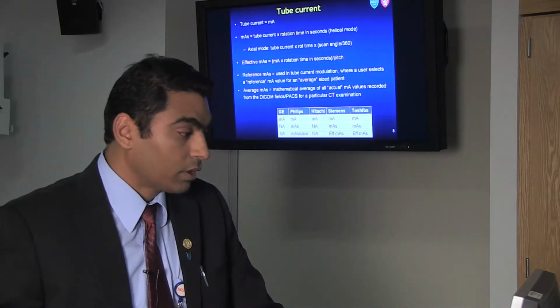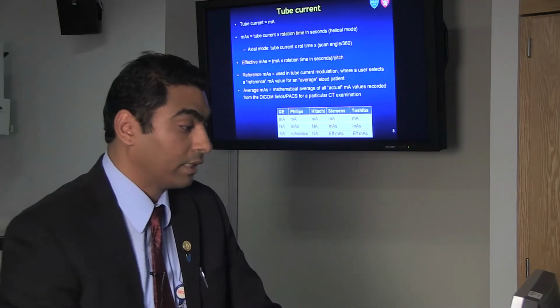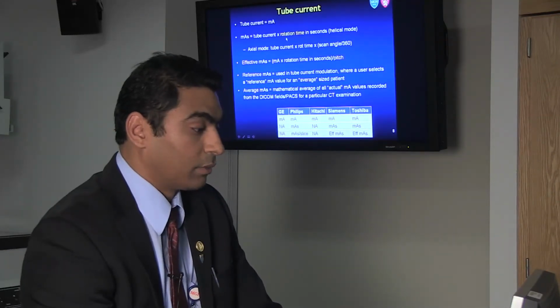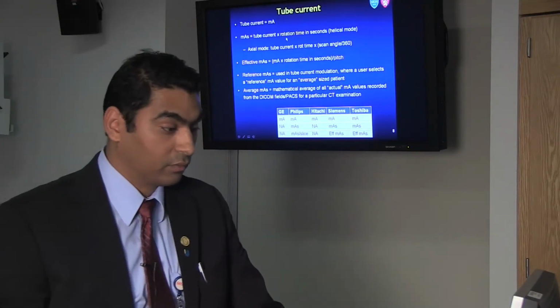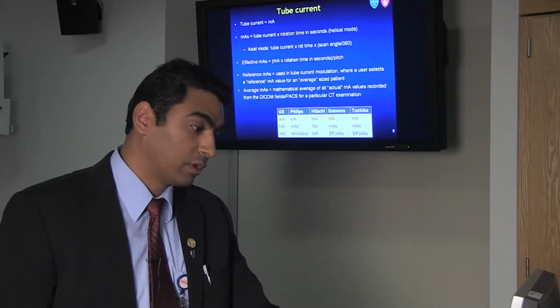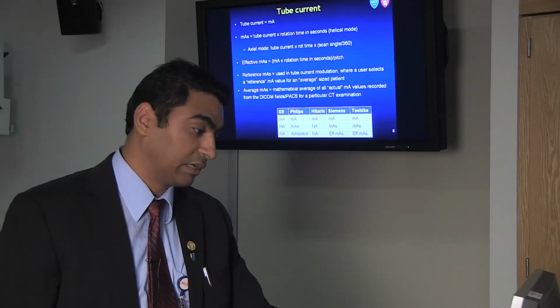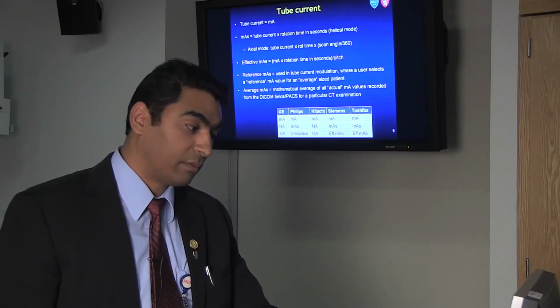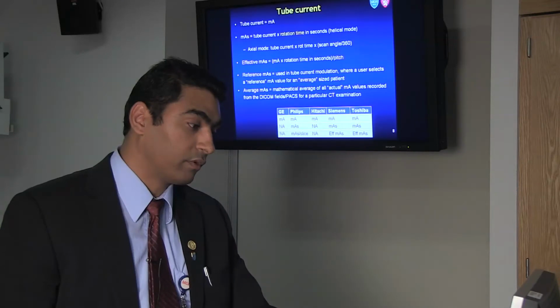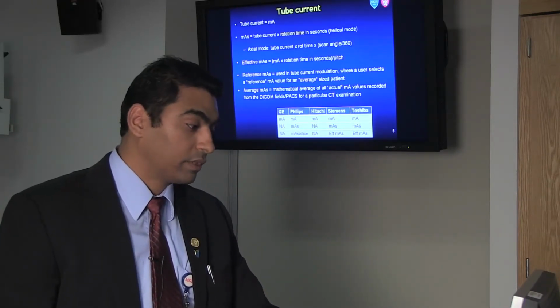Now, there are a few terms we need to be aware of when we talk about mA. One is mAs, which is basically tube current multiplied by the rotation time in seconds in helical mode, or in axial mode, tube current multiplied by the rotation time multiplied by the scan angle divided by 360 degrees. When we talk about effective mAs, the word effective comes in when we take mAs and divide it by pitch.